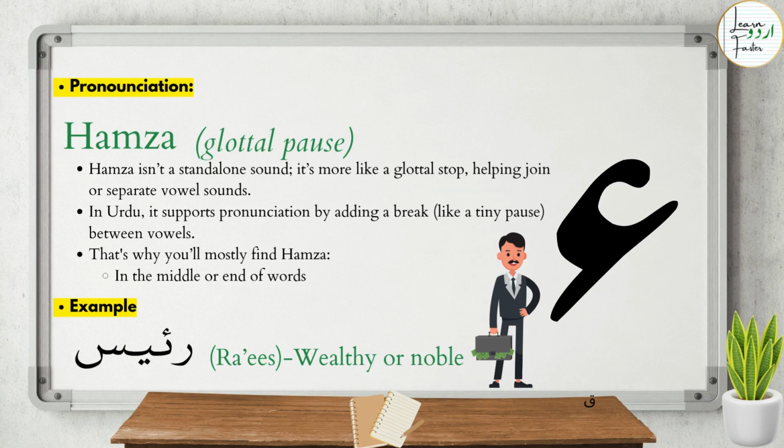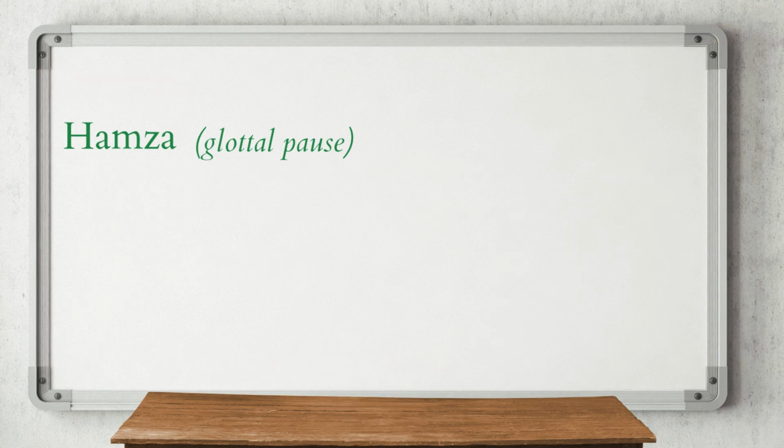Next alphabet is Hamza, glottal pause. Hamza is not a standalone sound, it's more like a glottal stop, helping join or separate vowel sounds. In Urdu, it supports pronunciation by adding a break, like a tiny pause between vowels. That's why you will mostly find Hamza in the middle or end of words. For example, Rais, wealthy.